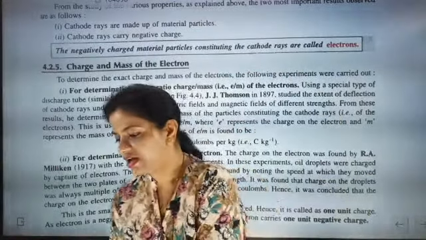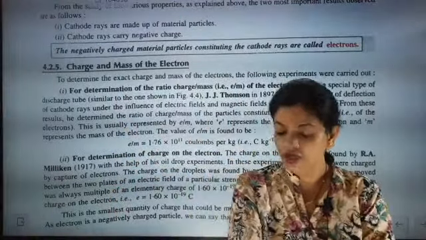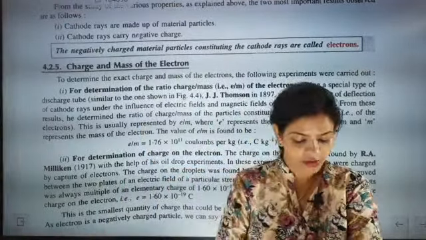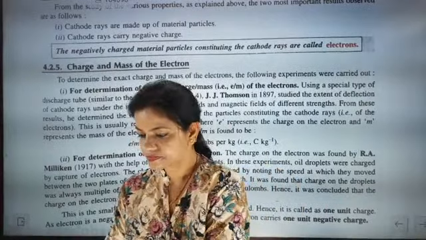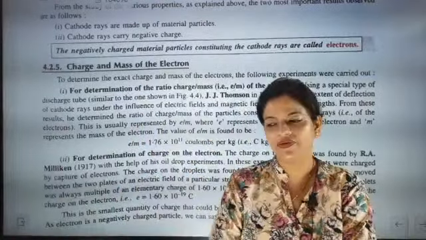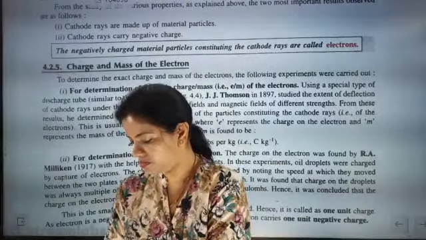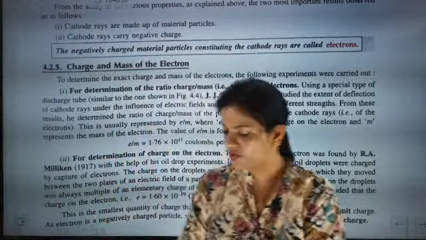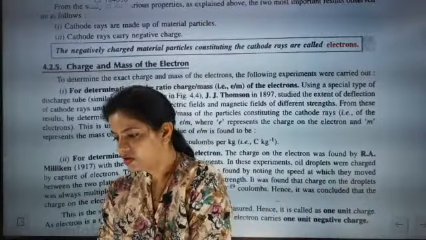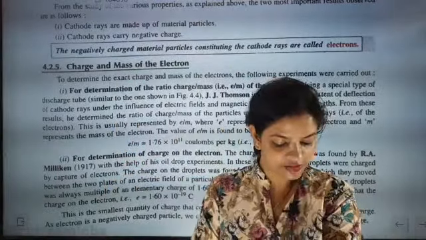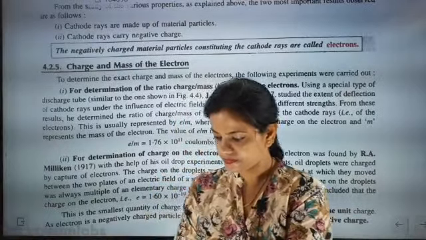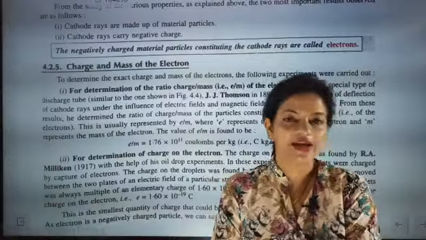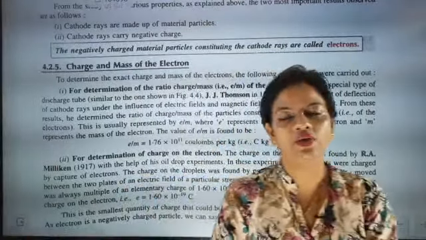Just start typing and telling me the answers. Who discovered proton? Name. Come on, quickly. Let's have a rapid fire. Who discovered proton? Very good. Goldstein.